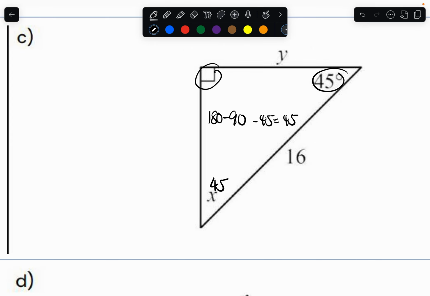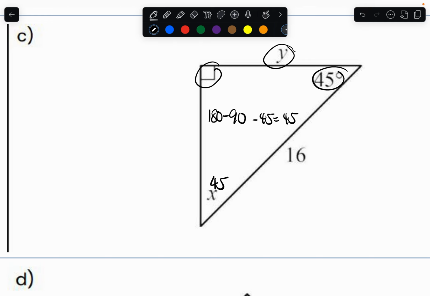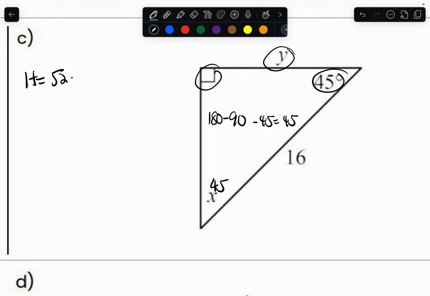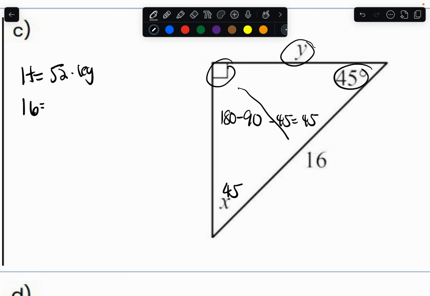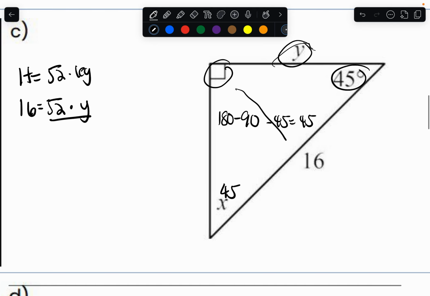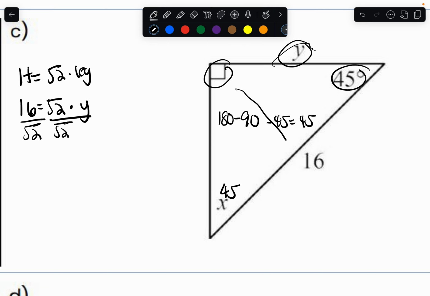The next thing is that I know this is a 45, 45, 90 triangle, so I can use this to figure out my leg value, which is my y. So let me write down: hypotenuse is equal to the square root of 2 times my leg. By looking at this picture, I know that my hypotenuse will be 16 because this is the side right across from my right angle. So I'll put 16 in for my hypotenuse, which equals the square root of 2 times my leg. Or, to make things easier, let me just put y because y is my leg. Now, to isolate my y, I'll divide by square root of 2 on both sides. This will give me y equals 16 over the square root of 2.